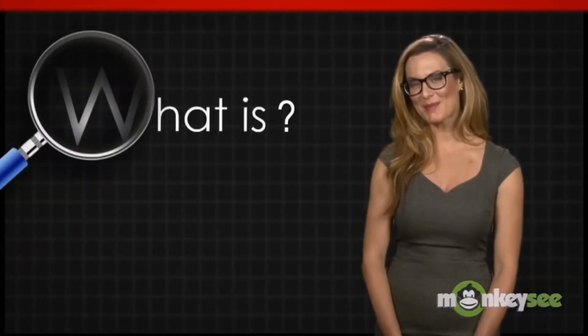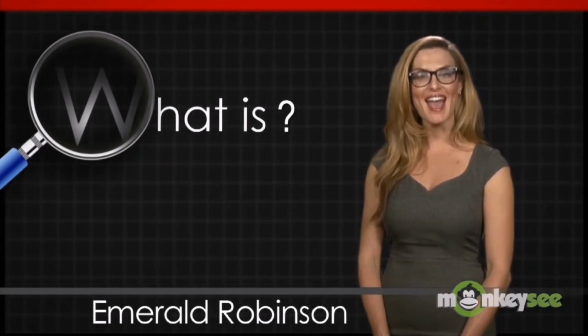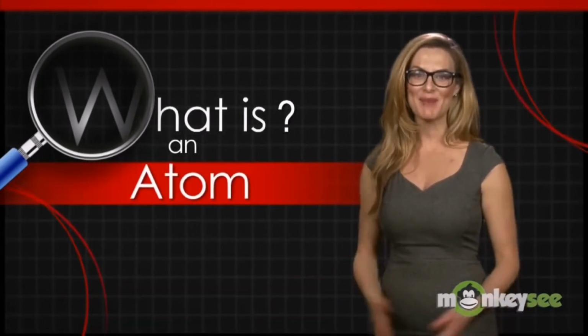Hi, I'm Emerald Robinson. In this What Is video, we're going to take a closer look at atoms. All matter is made of elements, substances that cannot be broken down by chemical activity. An atom is the smallest particle of an element that retains the element's properties. Atoms are the building blocks for everything in the universe, including ourselves. People often think of atoms as the smallest possible forms of matter, but even smaller particles make up atoms.